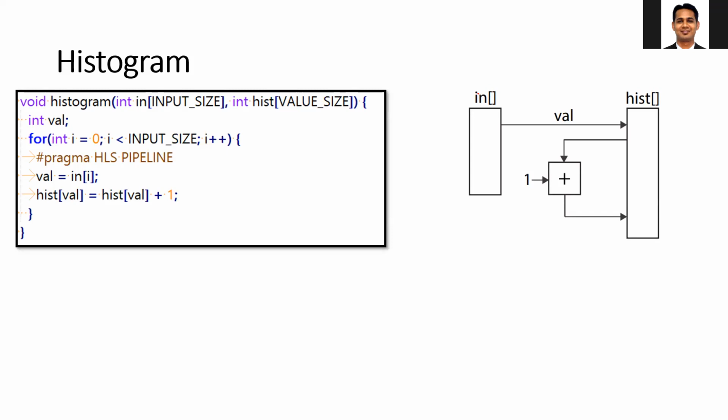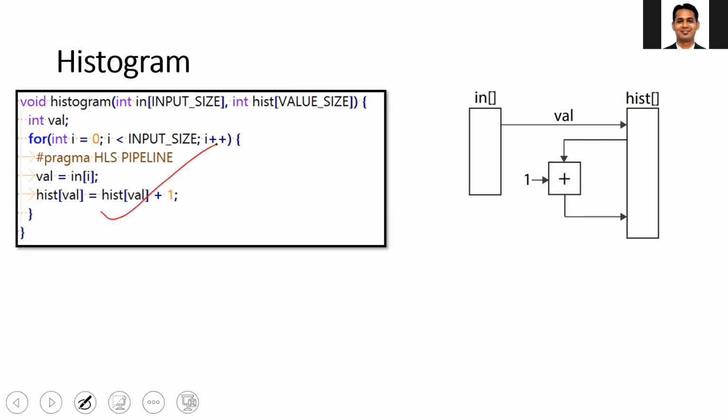So what I did for every input, I stored the input sample in a local value, and then I use that as an index to the histogram array. So whenever the input value is 0, the 0th element is incremented by 1. And you can see the right-hand side architecture of the corresponding histogram.